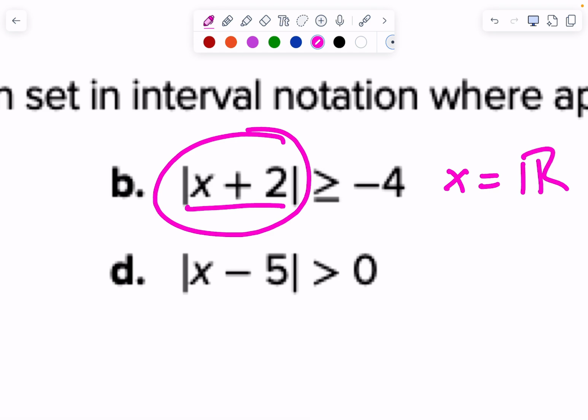If the answer right here comes out to be 11, is that number greater than or equal to negative 4? Yes. 11 is greater than negative 4. It's never going to be equal to negative 4, but the fact that it says greater than or equal to means it's going to pass every time, right? Good? We see how that works?